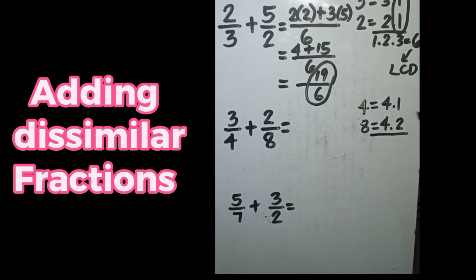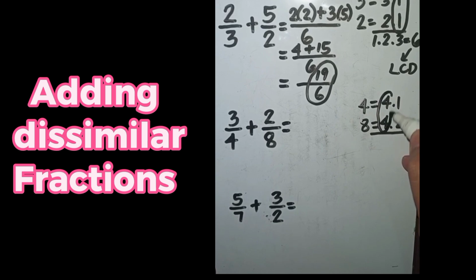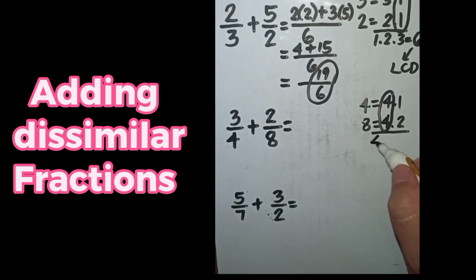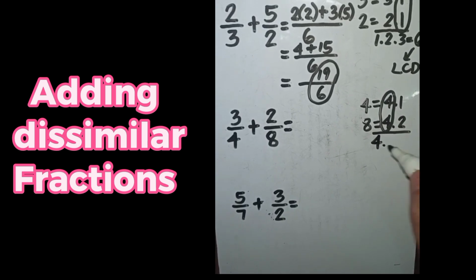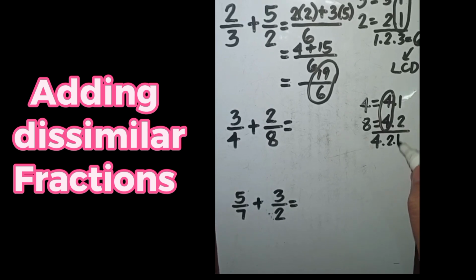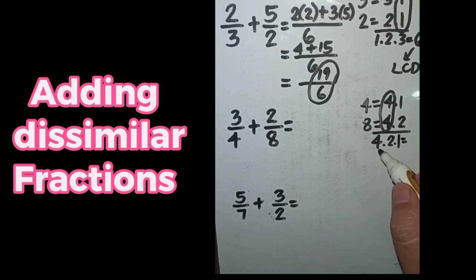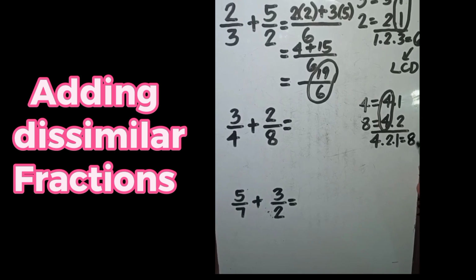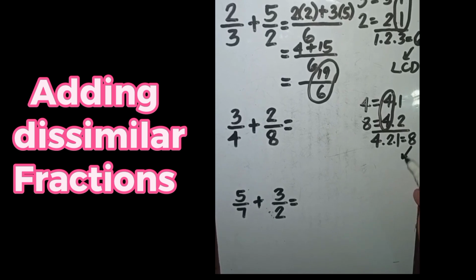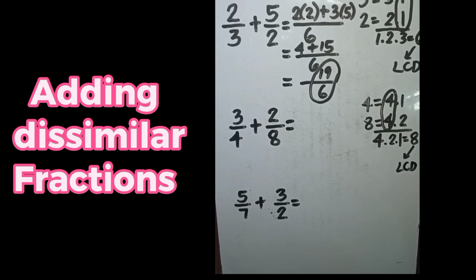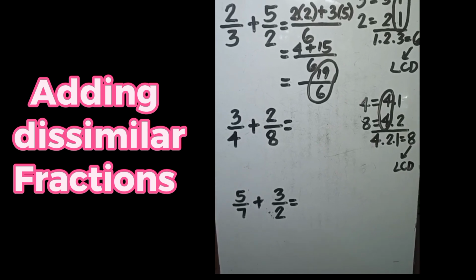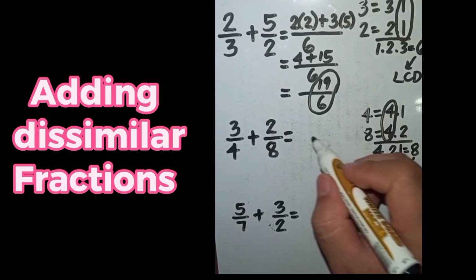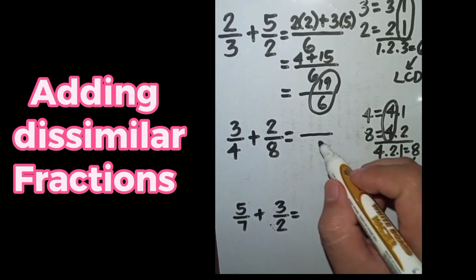Okay, so we have here a common factor. So we just take one of these common factors in here. So 4 times the remaining factors 2 and 1. 4 times 2 times 1, that is equal to 8. So the 8 there is the LCD, or the least common denominator. So we take 8 here as our common denominator.